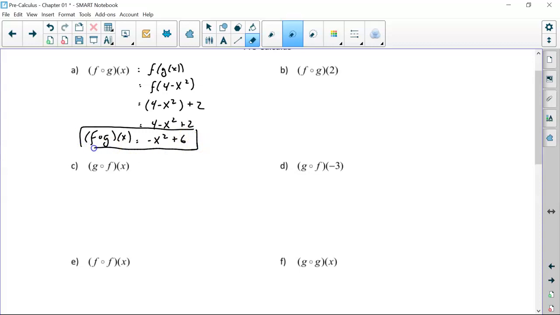Now for our domain, we look at the inner function first, no restrictions. Outer function, no restrictions, so our domain, all real numbers, negative infinity to positive infinity.